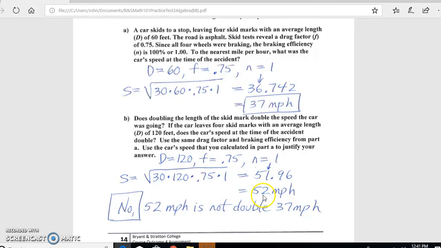And is this double the answer from letter A? And the answer is no. 52 miles per hour is not double 37, so our answer here is no.